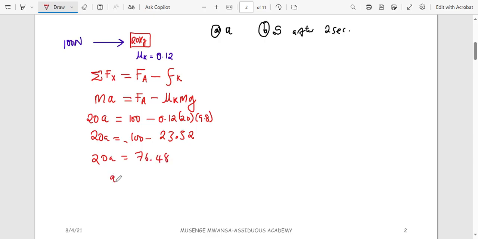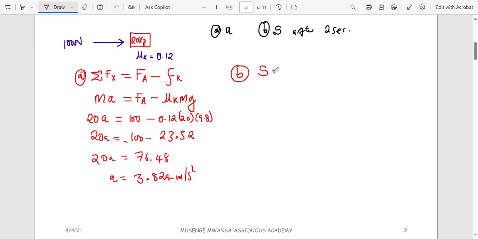To remain with the acceleration, we divide both sides by 20, and that is going to give us 3.824 meters per second squared. So that is the first part of the question. For the second part of the question, we want to find the distance that is moved after 2 seconds. So we can use any one of the equations of motion.